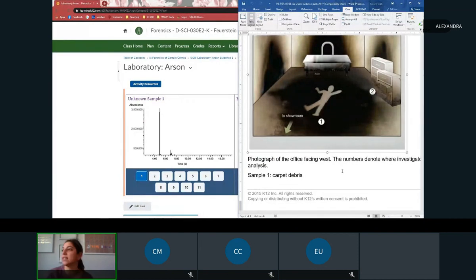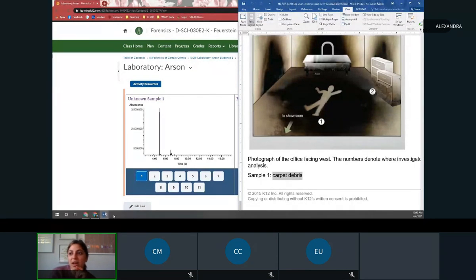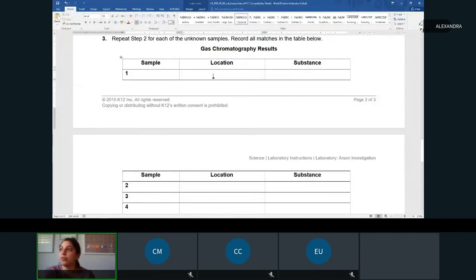The floor office, exactly. Specifically, it's going to be found in what? Sample 1 was also telling us it was from the floor office, which was also made up of, what does it say there? Carpet debris, right? So when we go to our evidence in our lab, we're going to type in for location, floor office carpet debris.